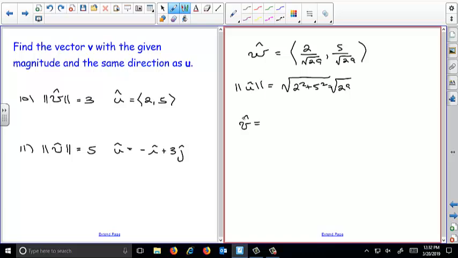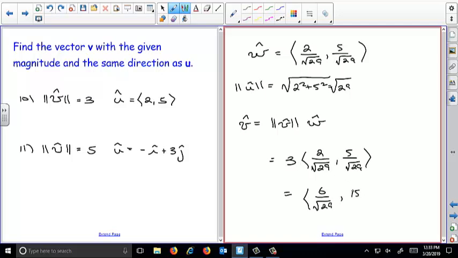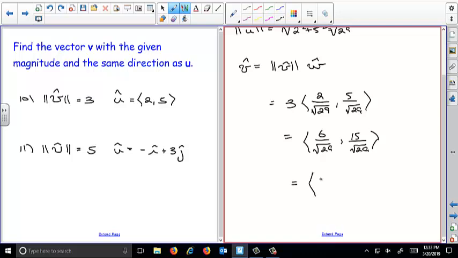And vector v is equal to the magnitude of vector v times the unit vector w. So that's going to be equal to 3 times 2 divided by the square root of 29, comma 5 divided by the square root of 29. 3 times 2 is 6. I get 6 divided by the square root of 29. And 3 times 5 is 15, 15 divided by the square root of 29. And I'm going to go ahead and multiply and divide by the square root of 29 to get the final answer. So this is vector v.